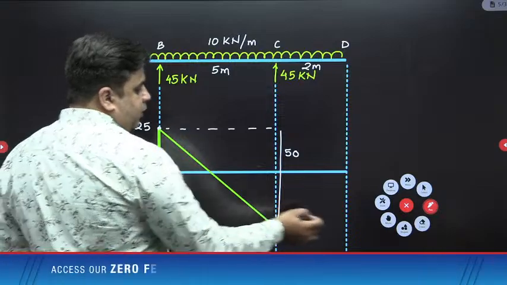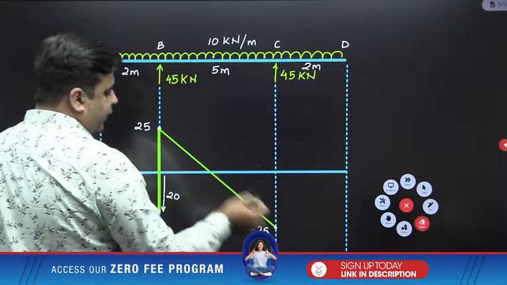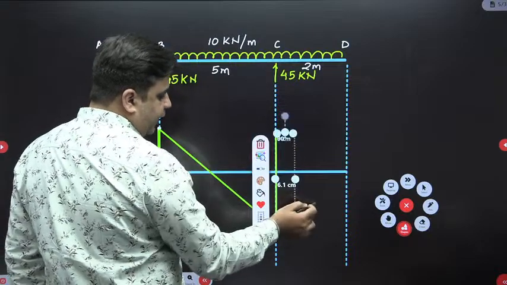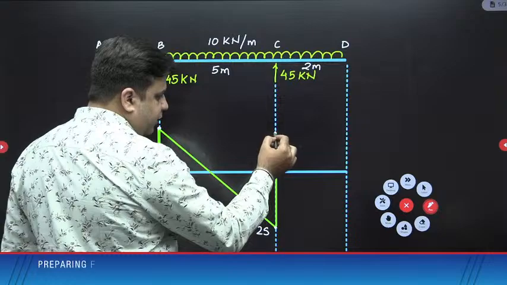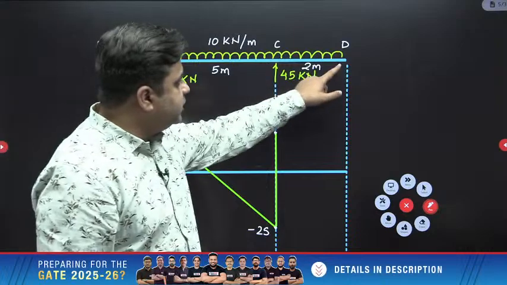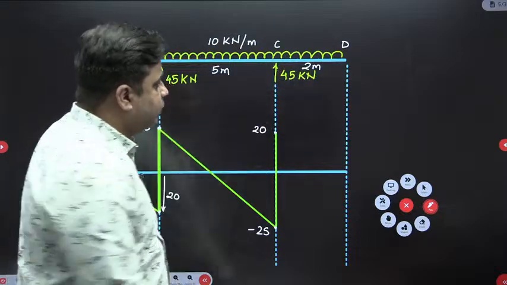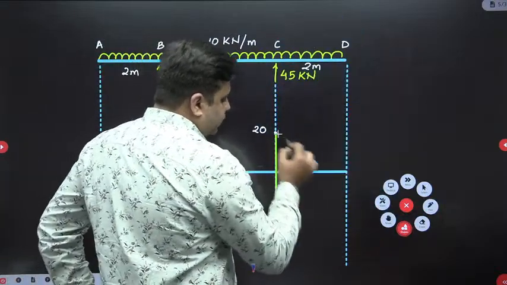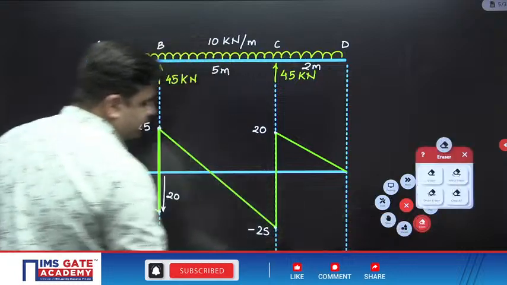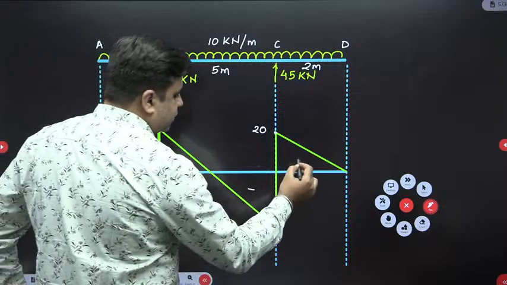Okay, again, at this point C, you have an upward acting point load of 45. So I need to move up by the amount of 45 here. So if I move up by 45 and this is minus 25, this value of shear force will be 20. And over this portion CD, again UDL is acting of intensity 10 kilonewton per meter and this length is 2. So the total downward movement will be 20. So my shear force diagram will close here and this is your shear force diagram for this beam. So just see, without even writing the shear force equation, we have drawn the shear force diagram, negative, positive.